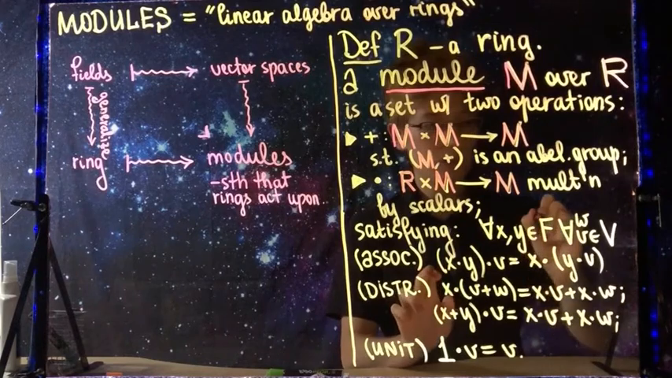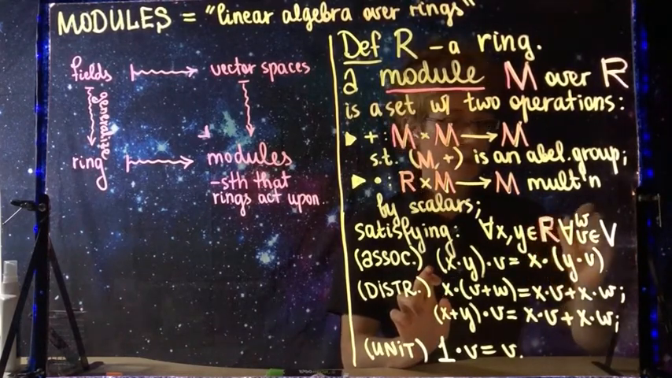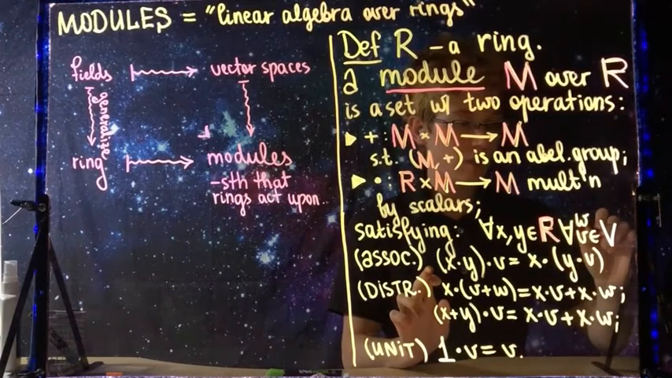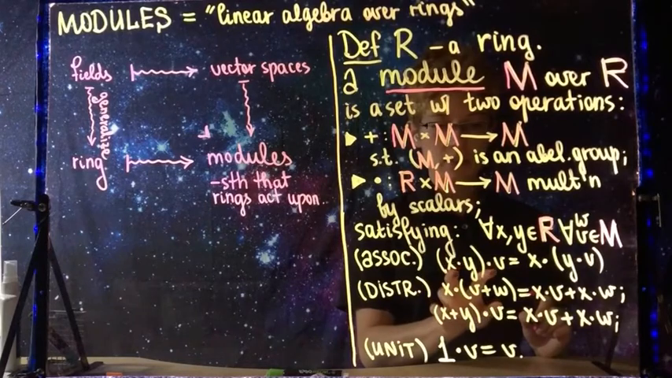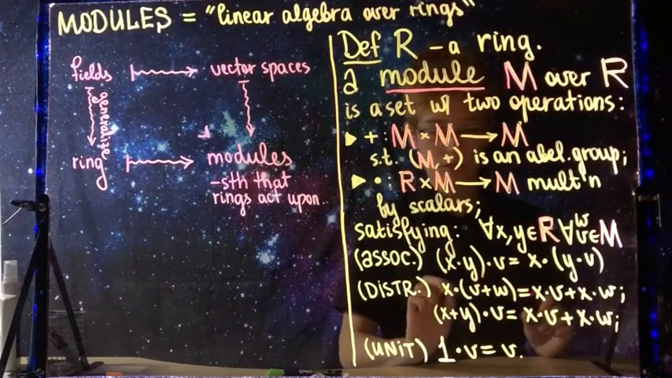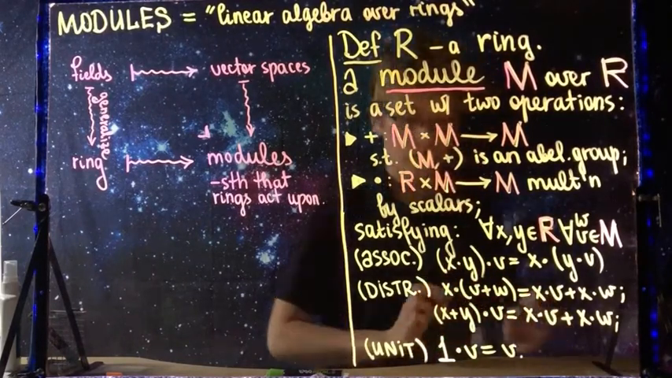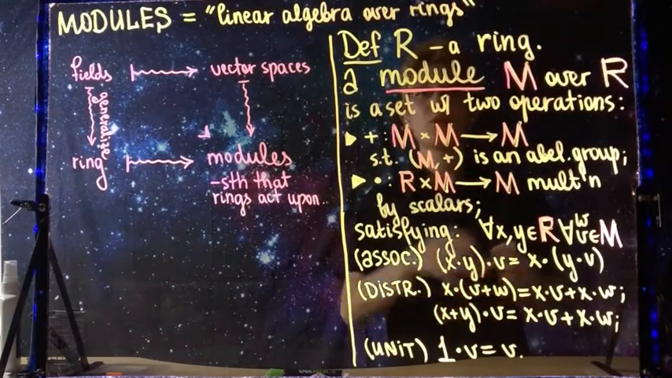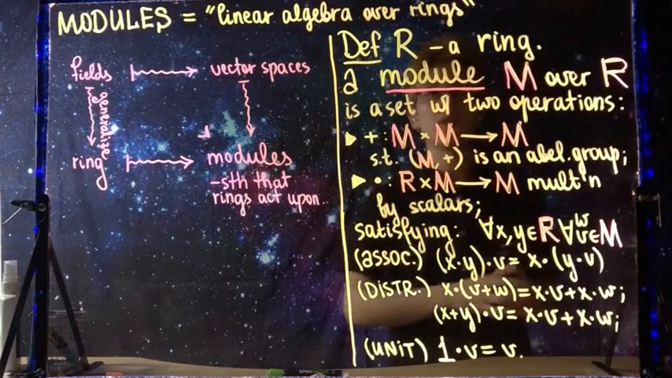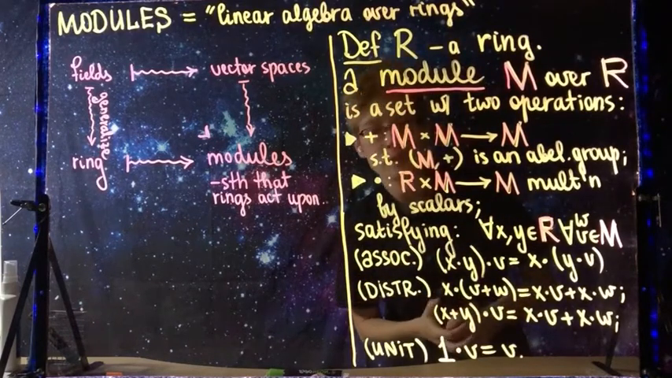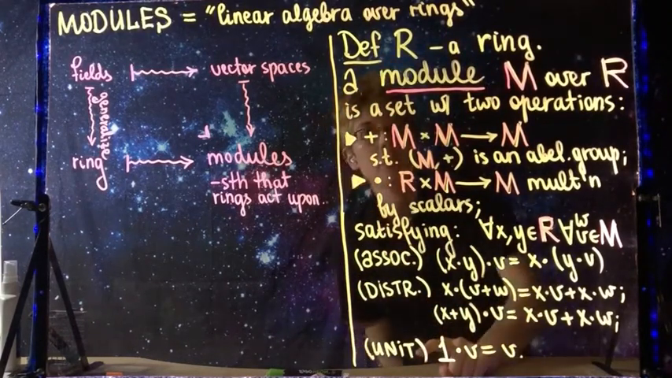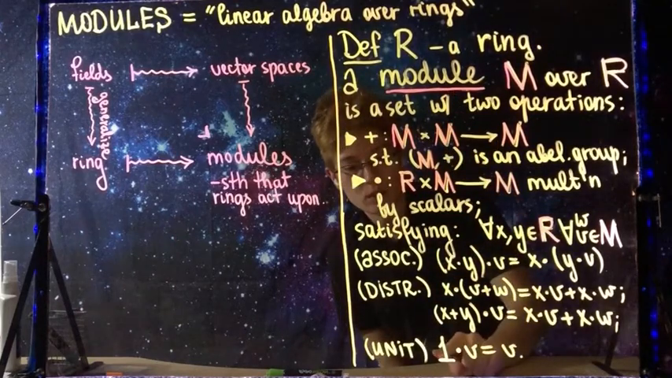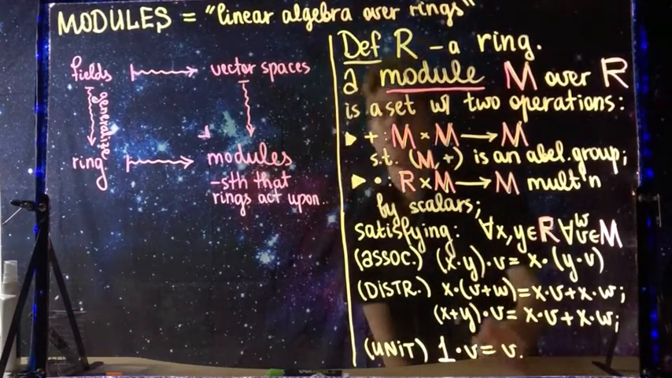We have associativity for any two scalars from the ring and for any two elements of the module M. We have associativity of the action. We have distributivity. And if we assume that R is a ring with identity, if R is a unital ring, then we want the structure of a module to also reflect that 1 times v is equal to v.